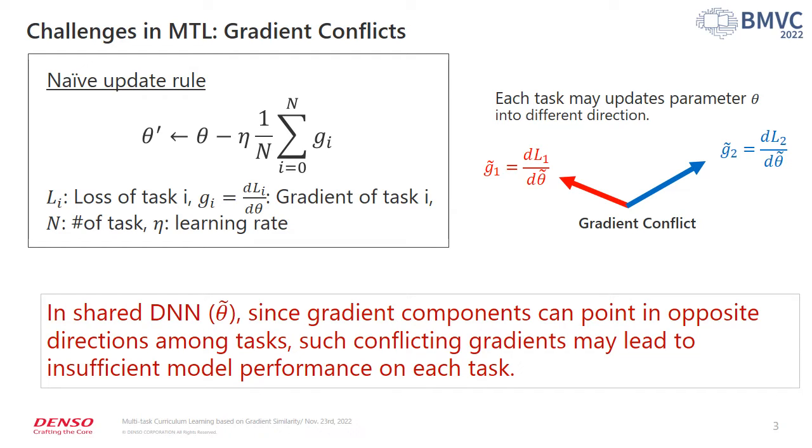However, there are several challenges in MTL. Gradient conflict is one of them. In MTL, loss functions are defined for each task, and gradients are backpropagated for each task as well. Therefore, in a shared DNN, each task may update parameters in different directions. This is called gradient conflict. Since each task may have adverse effects on the others, gradient conflict may lead to insufficient model performance.